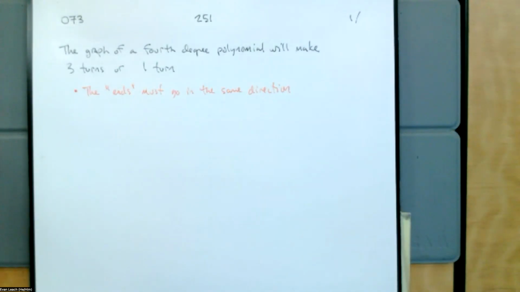As x goes to infinity, the graph goes to infinity. As x goes to negative infinity, the graph goes to infinity. Or if we multiply by -1, just negative infinities. So the ends have to go in the same direction.